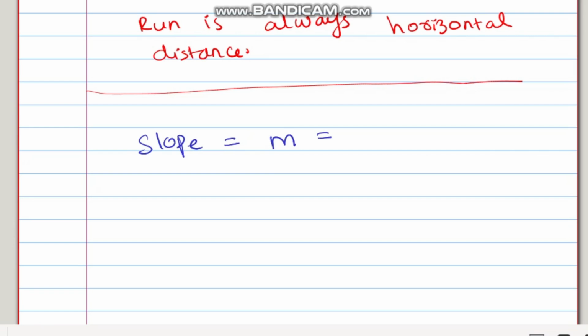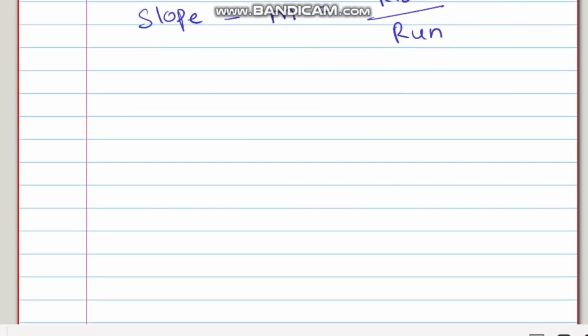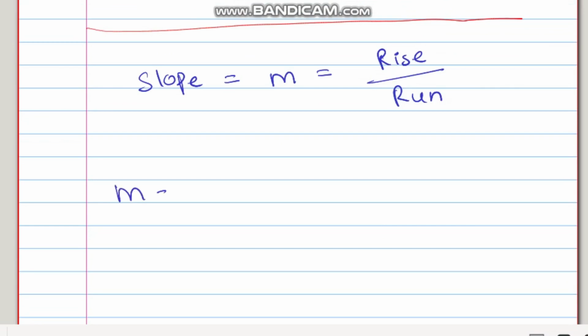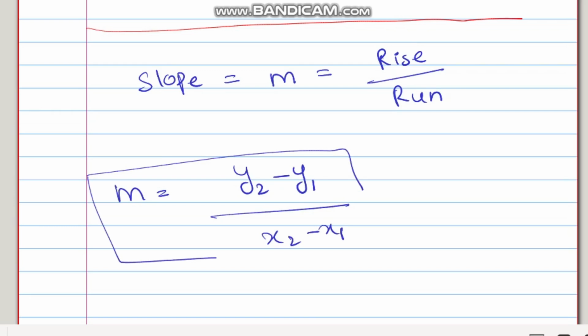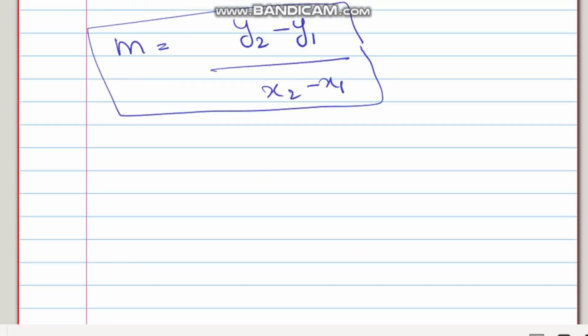Now what is the formula for the slope? The equation is basically rise divided by run. And what is the rise? The rise is basically y2 minus y1. We call this the rise, and x2 minus x1 is the run. This is a very important formula.